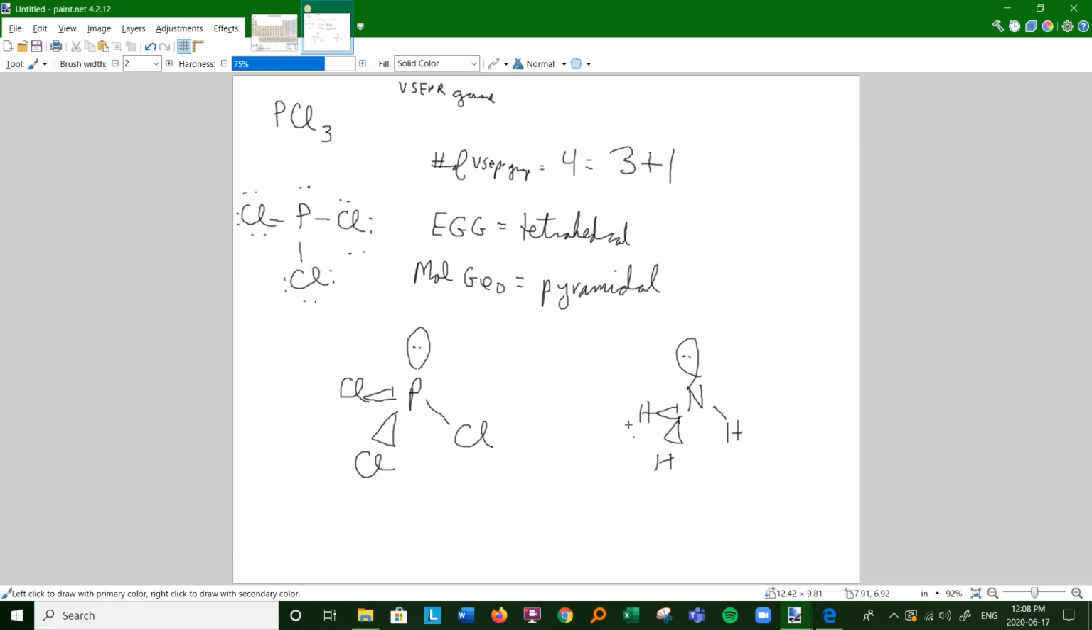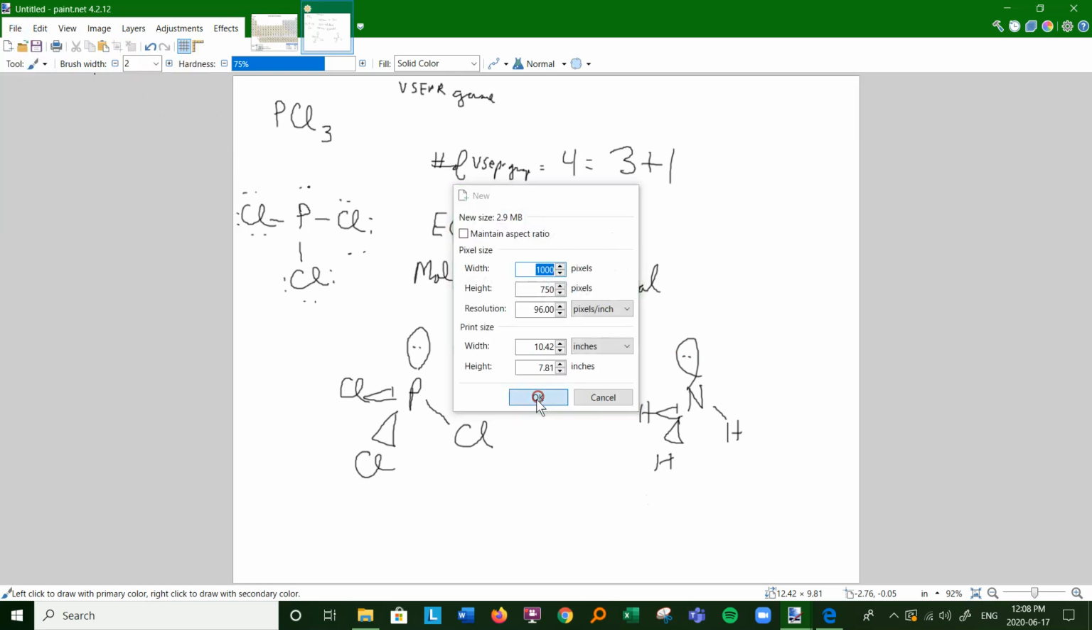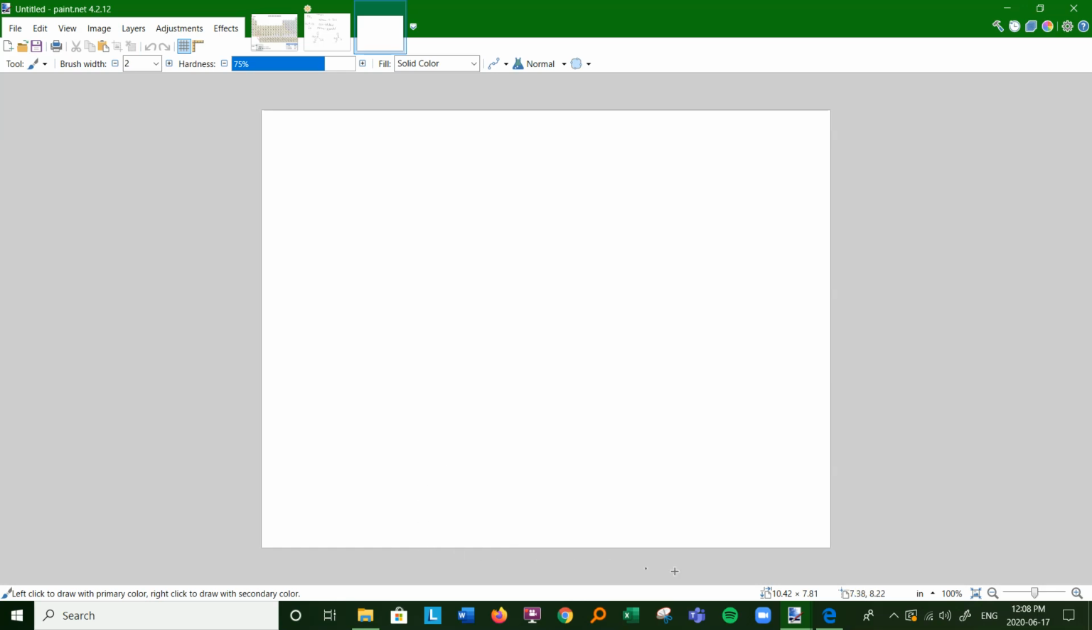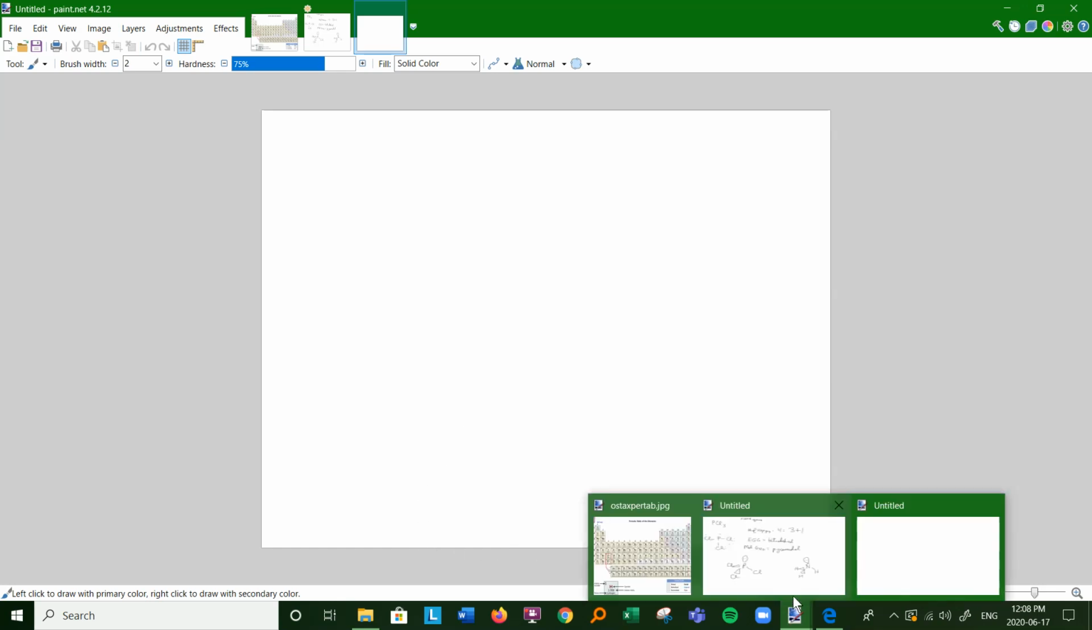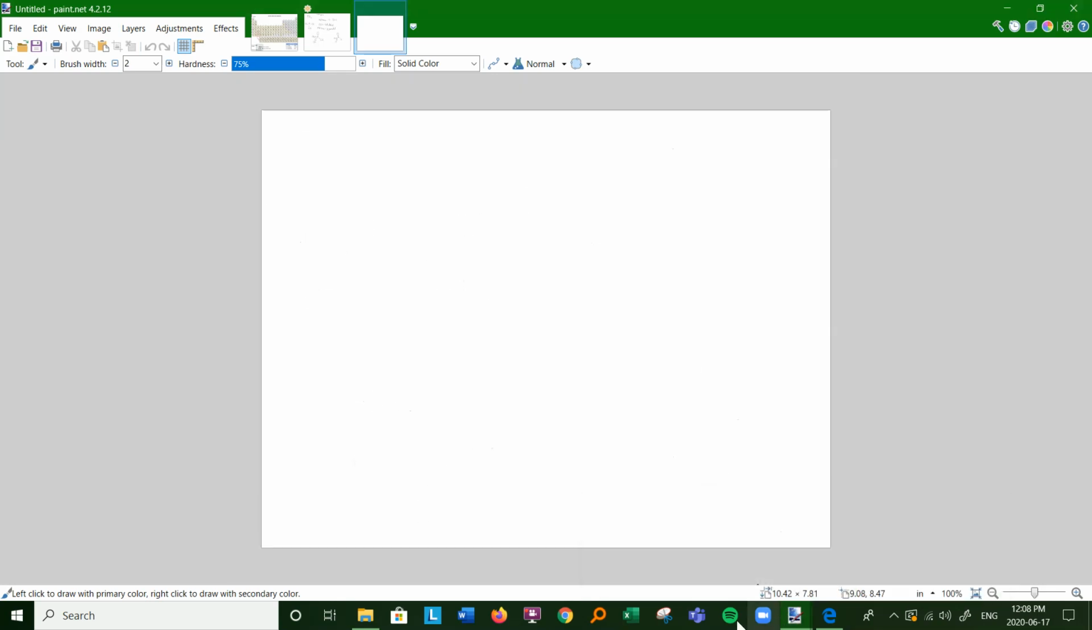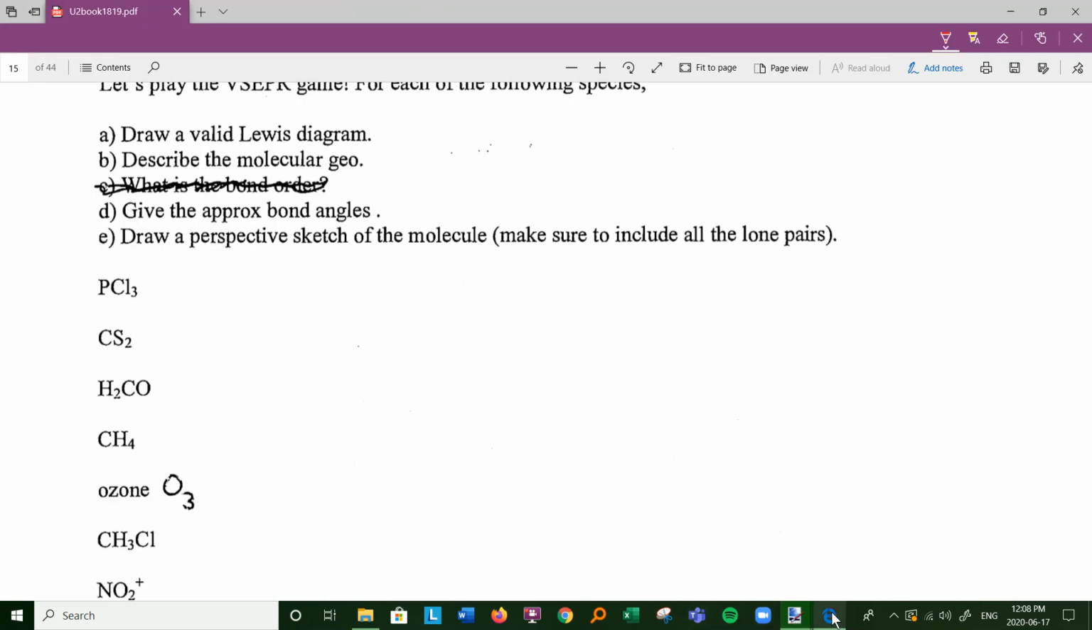Okay, let's go to a new page here, and let's see what the next example was. I guess I want to go here. CS2, we already looked at linear. Let's look at H2CO.